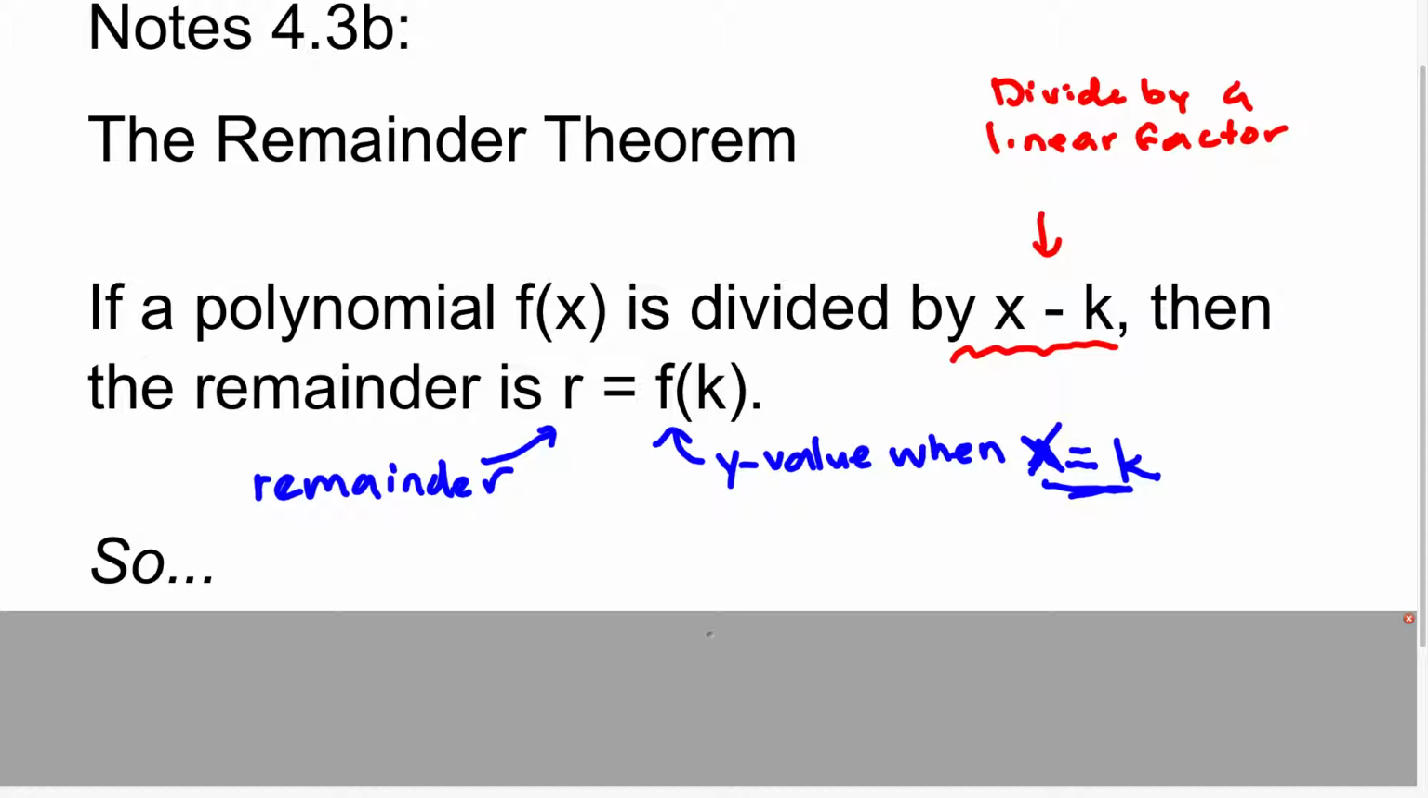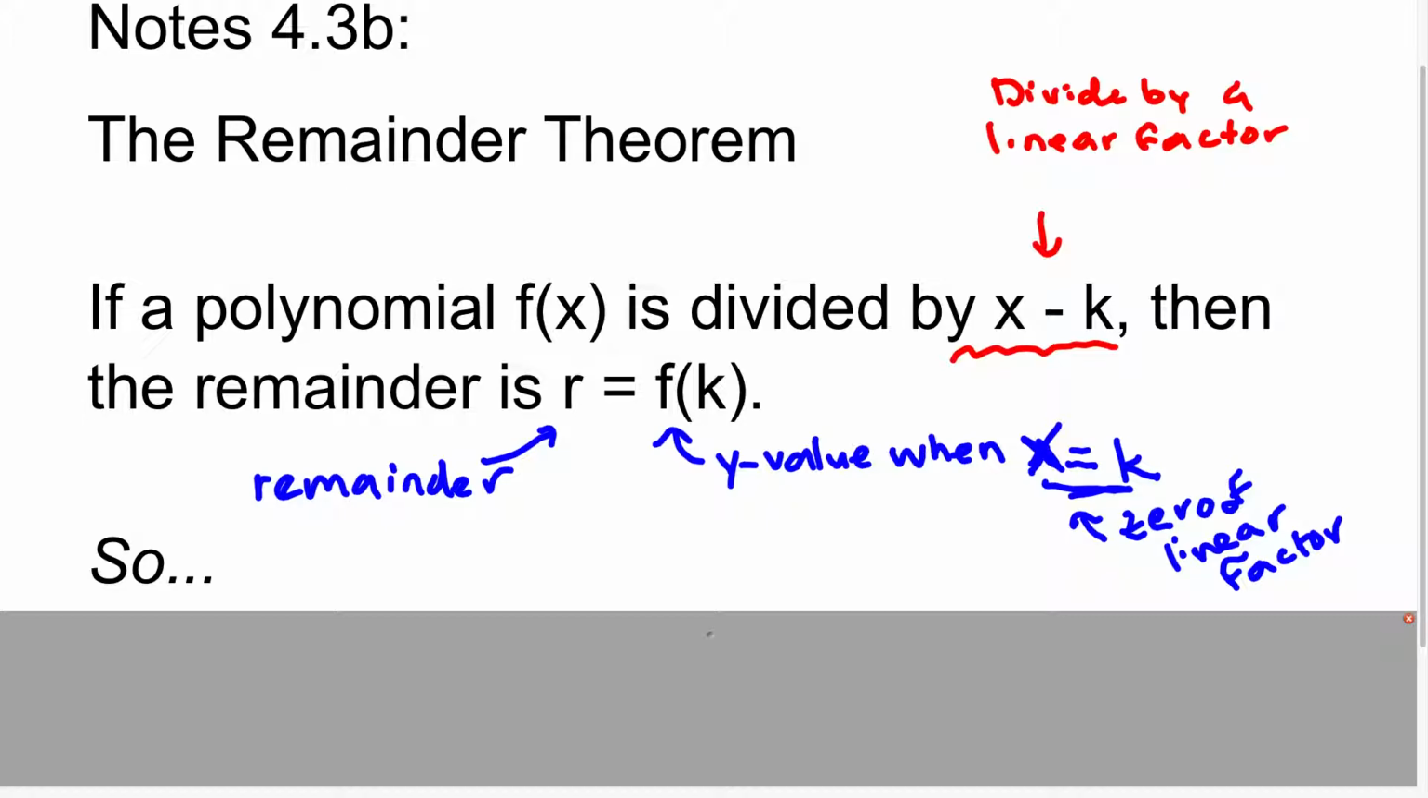Now x equals k. How's that related to my linear factor that I divided by? That's the 0 of the linear factor. Okay, so if I divide a polynomial by x plus 3, the remainder is the y value for the polynomial when x is negative 3. That's what the remainder theorem says.